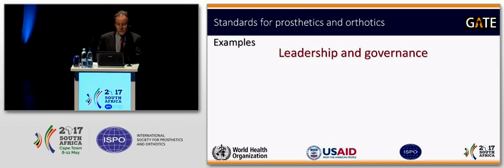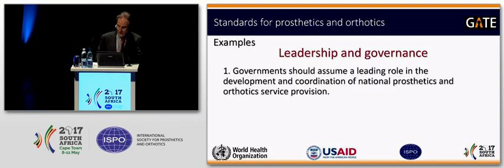So, as examples, standard number 1 reads that governments should assume a leading role in the development and coordination of national prosthetics and orthotic service provision. This is an obligation of governments to do that. And they don't have to do the work by themselves, but they should have a leading role, and they may delegate tasks to other stakeholders.